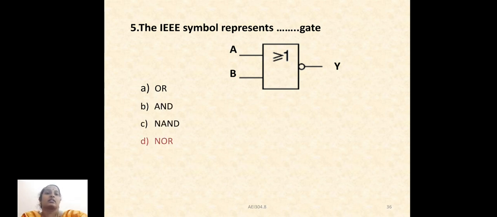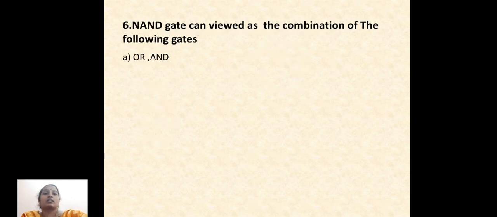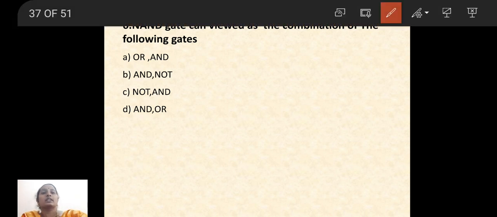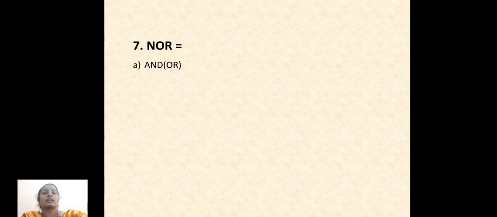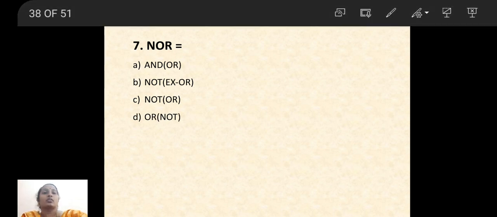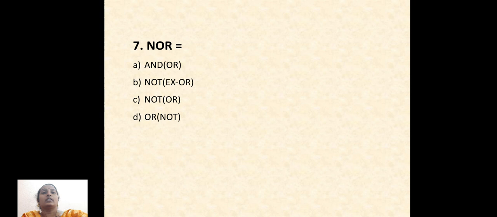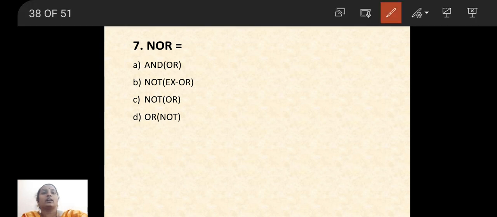Answer is 1. And the IEEE symbol represents which gate? OR gate. Next, the NAND gate can be viewed as the combination of which gates? AND plus NOT. Is it clear? Once we check the answer, okay, it is correct. Next, NOR. NOR means AND plus OR? No. NOT plus XOR? No. NOT into OR. So OR into NOT is our answer.